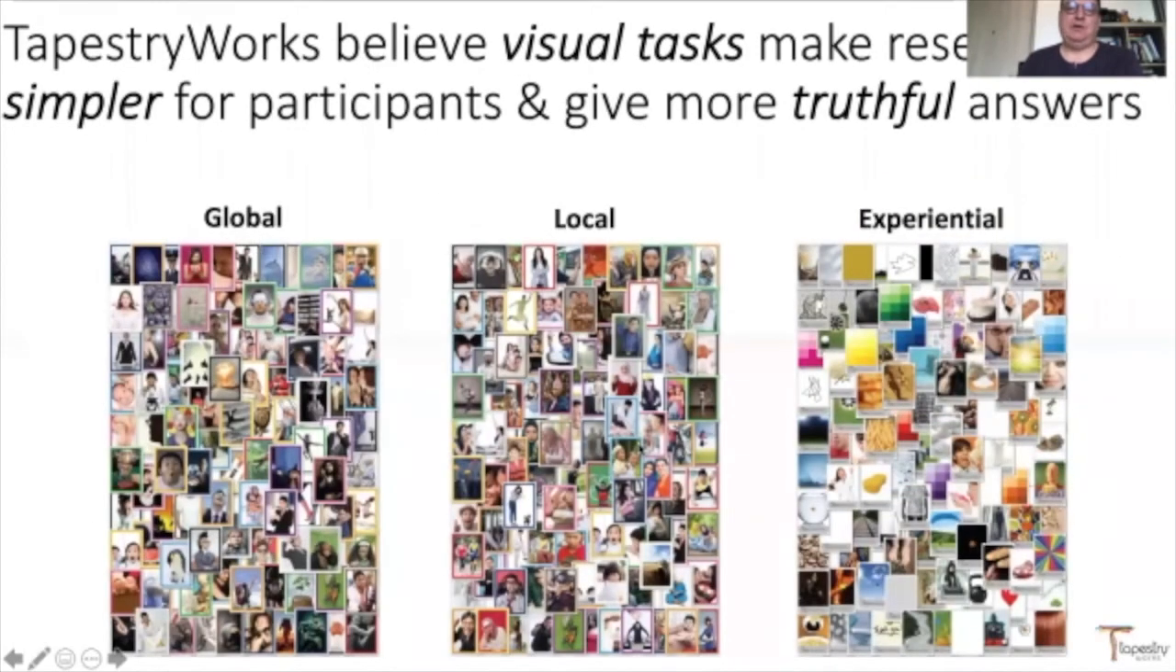So that's why we use a lot of visual tasks. And there are 2 or 3 aspects to this. For one, it makes research simpler for participants. It also makes research simpler for researchers and designers as well. But more importantly, and I'll hopefully demonstrate this to you this afternoon, it gets you more truthful answers.